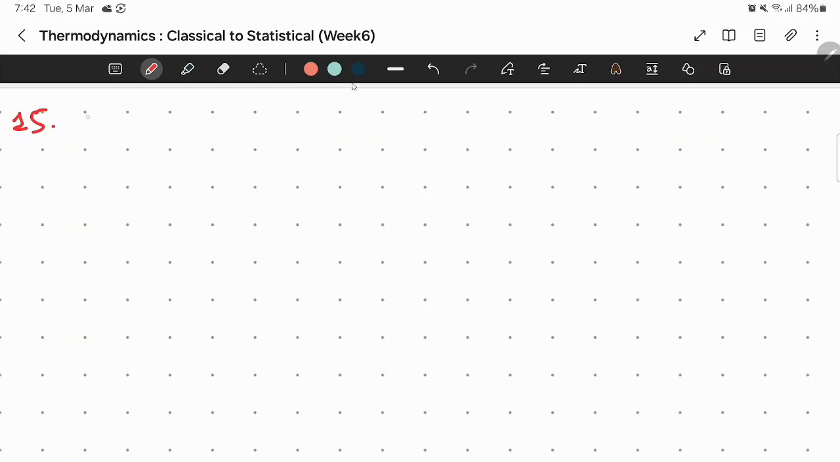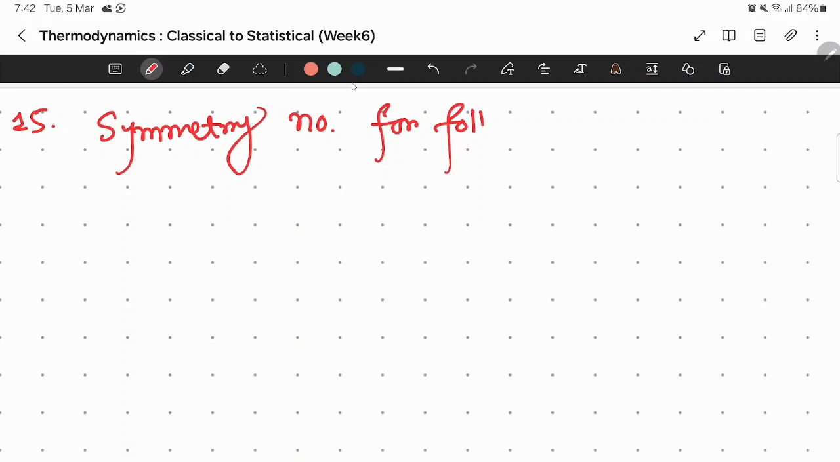We have to find out the symmetry number for the following molecules. There is a method to find out the symmetry numbers. It's not very difficult. Let me do it. A general formula is there.